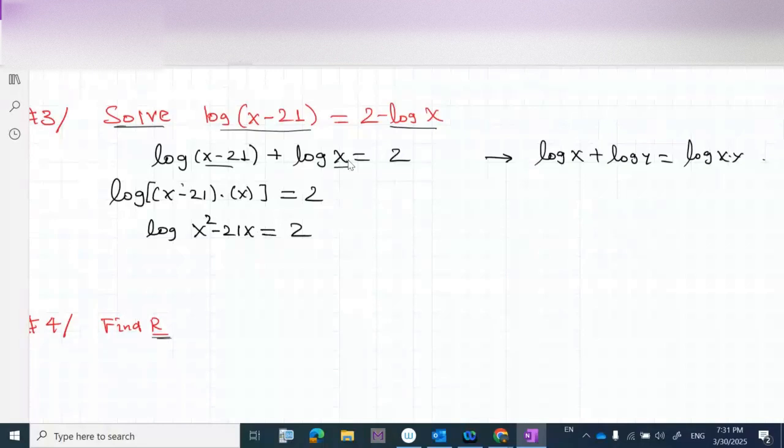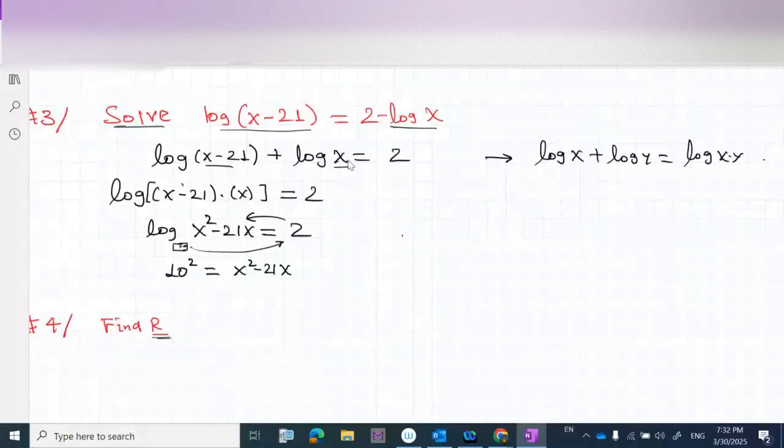So this is obviously base 10. The base is the common logarithm. If I don't have anything here, that means I understand that it's 10. So I have to remember one rule here. If this is 10, 10 to the power of 2 will be this part right here. So that means 10 to the power of 2 equals x squared minus 21x, because this is the common logarithm.